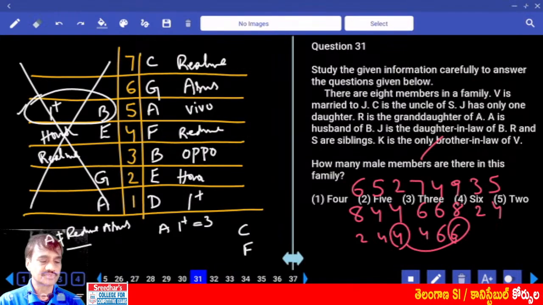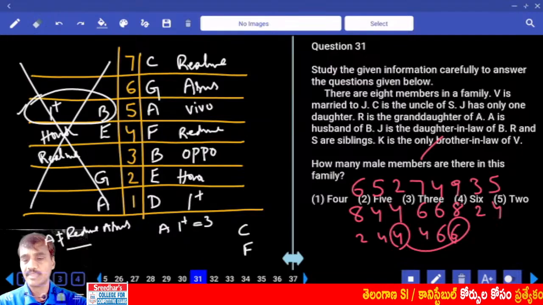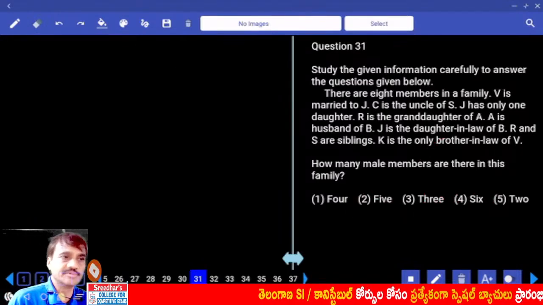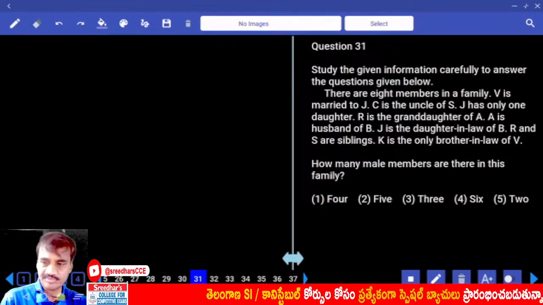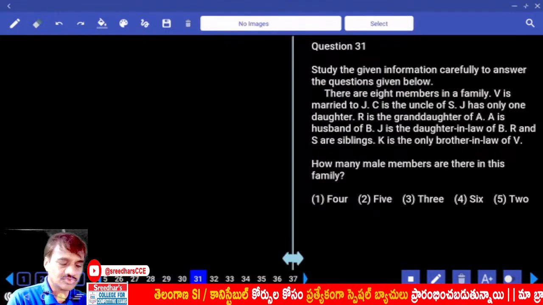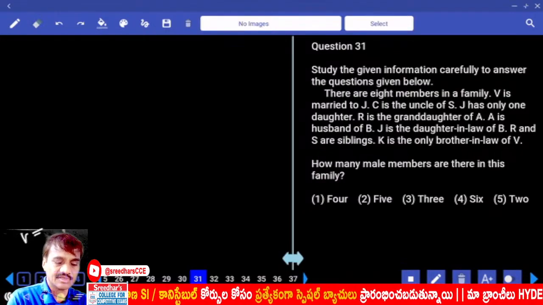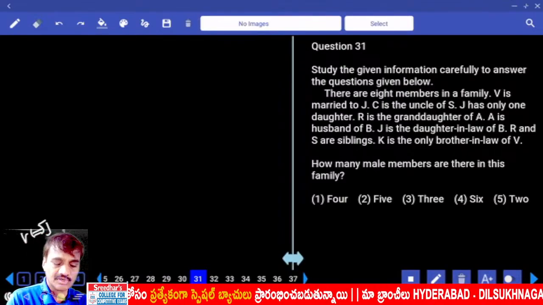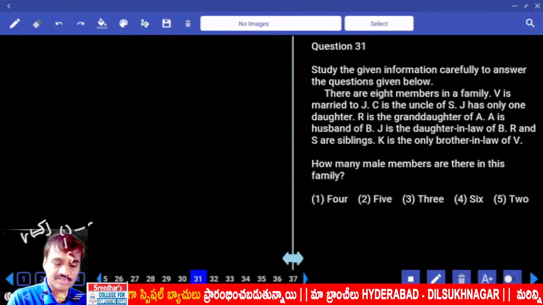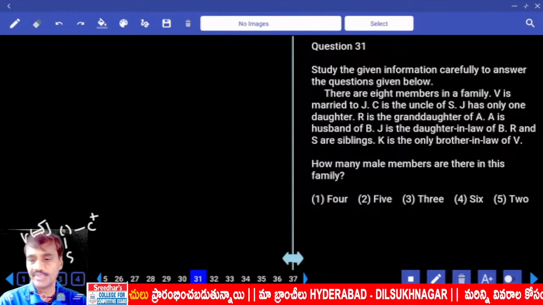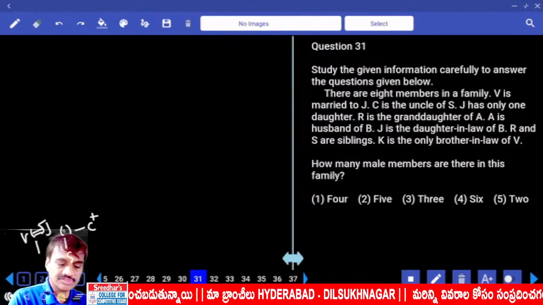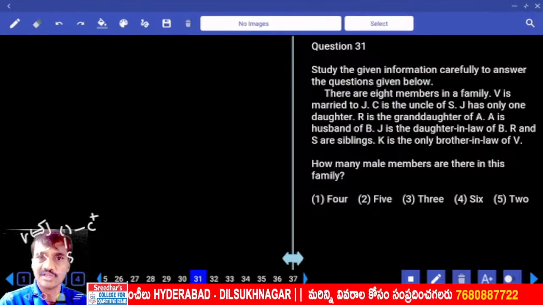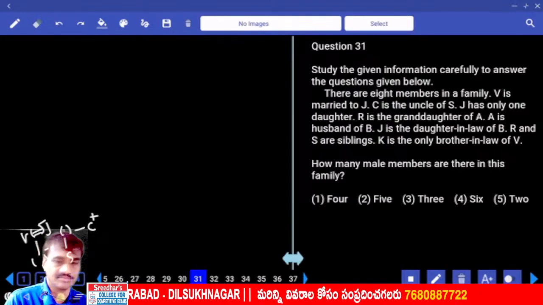Then 31 onwards. Now 31 to 33. Now blood relations. First or second priority? First priority. How many persons are there? There are 8 members in a family. V is married to J. Now which two persons are married? V and J are married to each other. Then C is uncle of S. Now S's parent's brother is C, the uncle of S. Then J has only one daughter. Daughter is only one, sons could be n number.